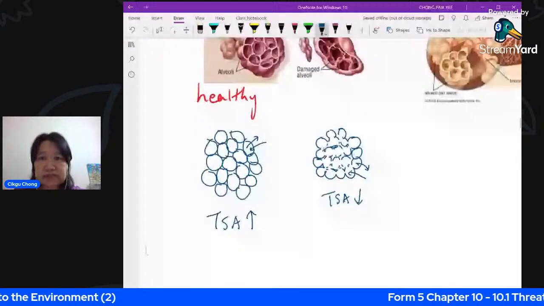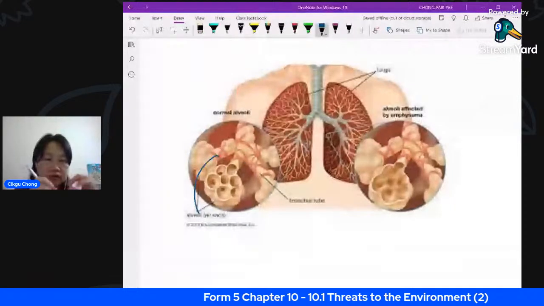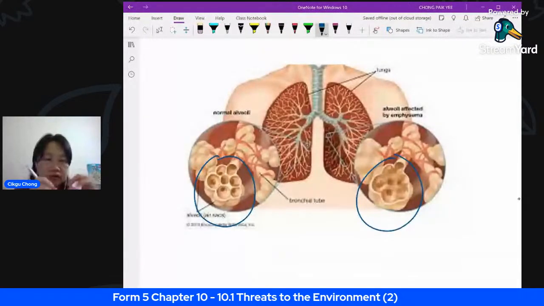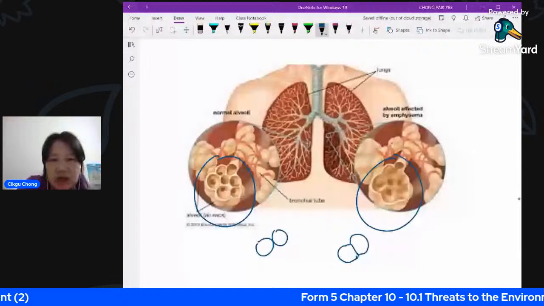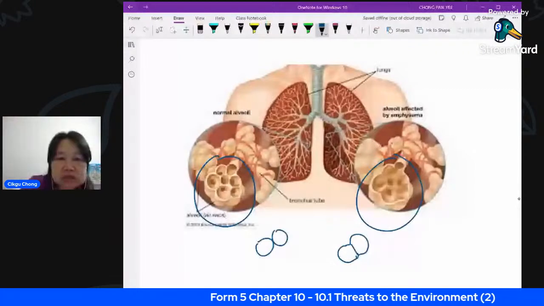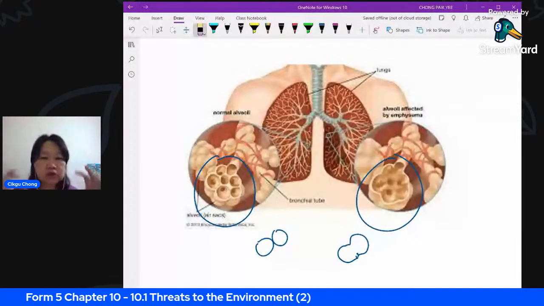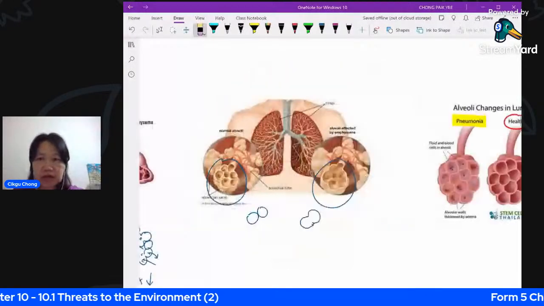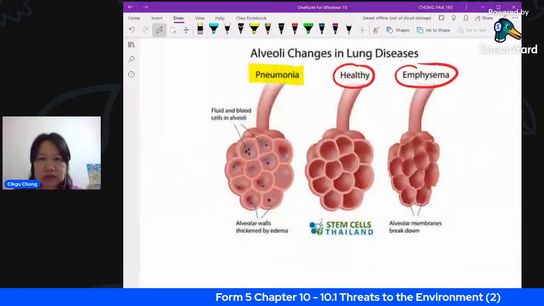You can see another picture here. The internal part is all circles, all the alveolar spheres, but here you can see they have already joined up. When you have the broken surface and it joins up, the middle partition is gone, because it has already corroded or eroded. So you have less surface area. This here is emphysema, where the alveolar membranes break down, and this is the healthy one in the middle.